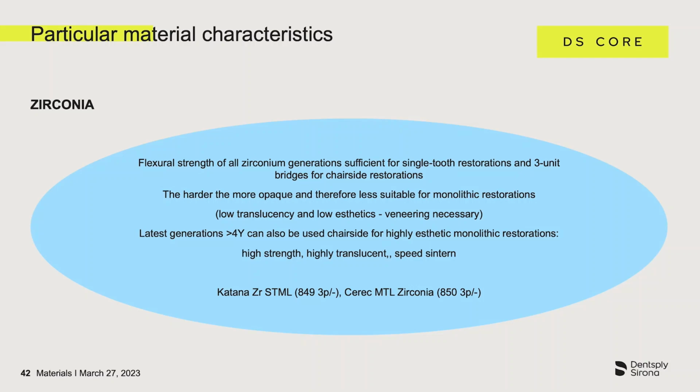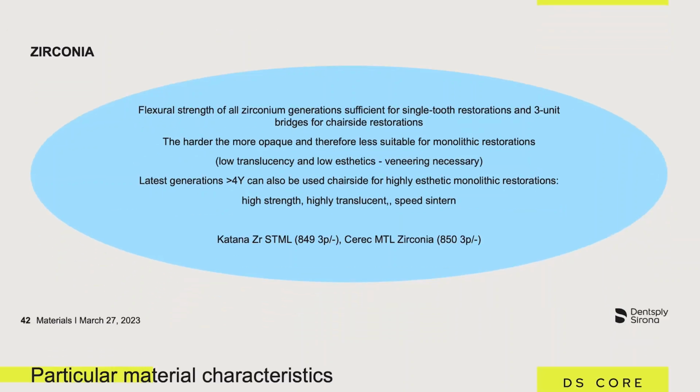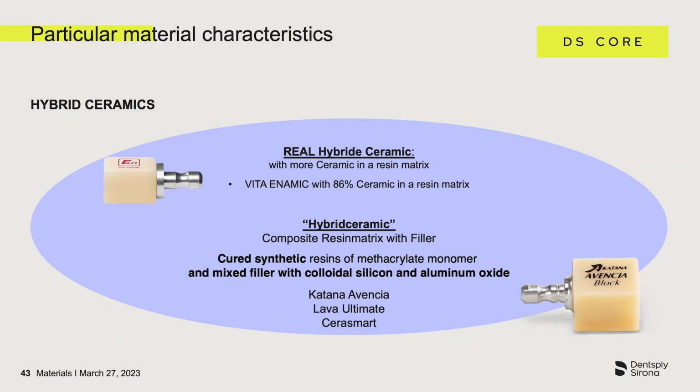The latest generation of 4 and over 4 mol% yttrium zirconias can therefore be used chairside for highly aesthetic monolithic restorations. It offers high flexural strength, high translucency, and it can be sintered quickly as it is pre-sintered. Examples of this class of materials are Katana Zirconia STML and Cercon MTL zirconia materials, slide 43. Let's move on to the group of hybrid ceramics and take a closer look.